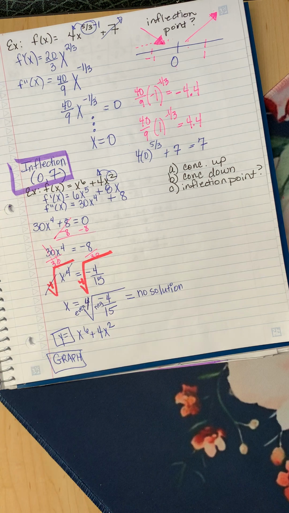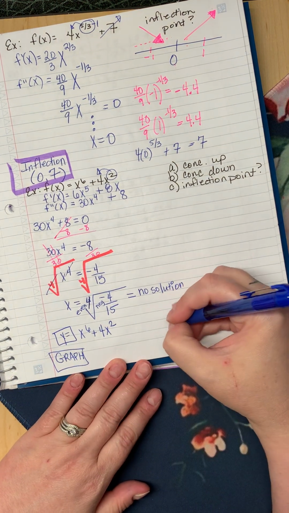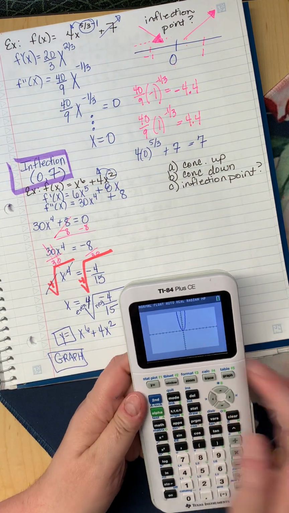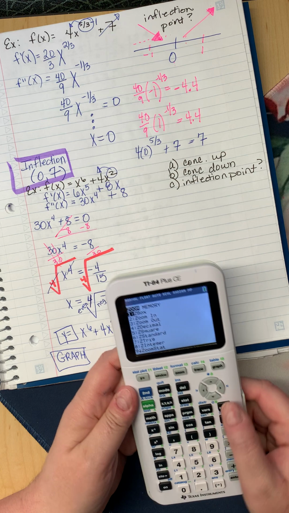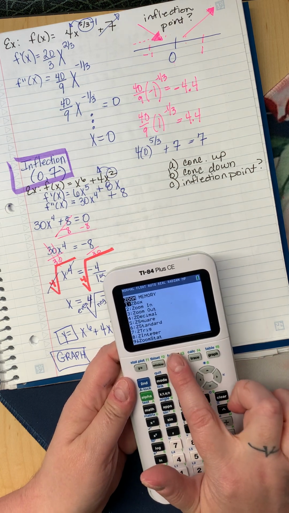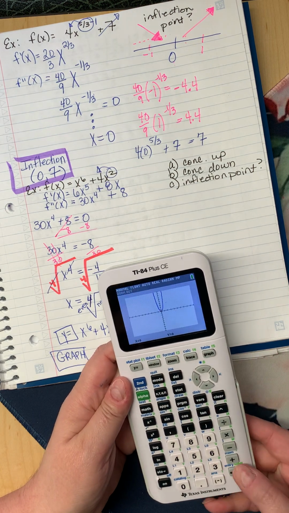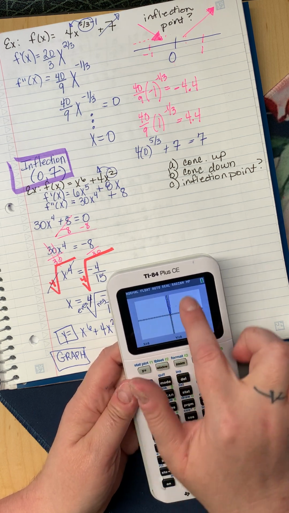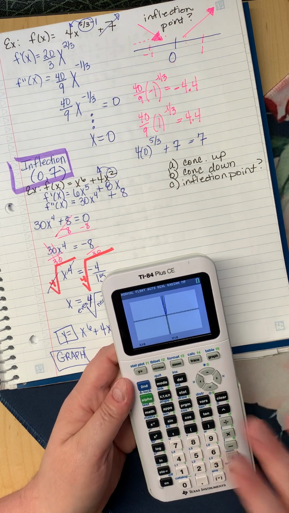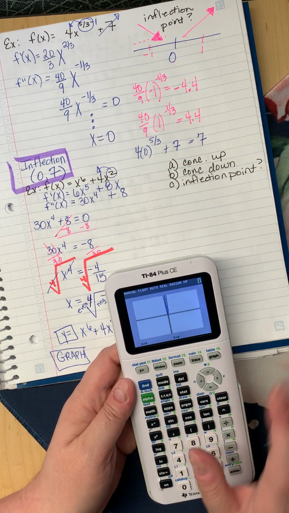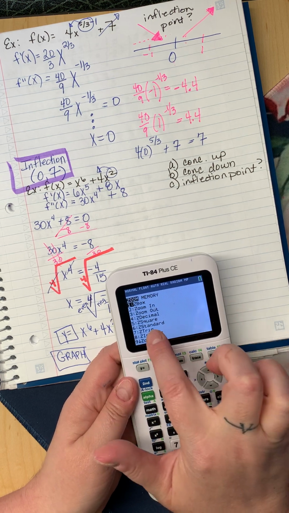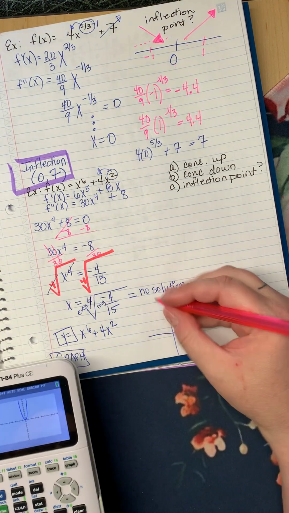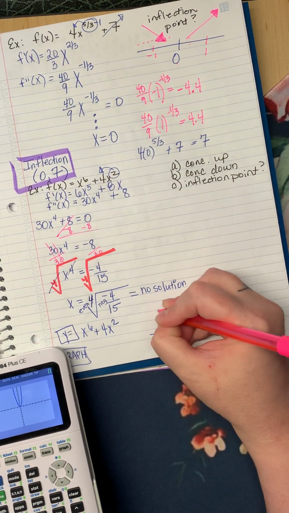Okay, well, it looks like my graph is just a little bitty baby parabola. Let's maybe zoom out to make sure. I'm just going to press zoom right here, then go down to 3, and then press enter. And yep, still a baby parabola. So this is what our graph looks like, this weird baby parabola. Okay, let me take it back to normal. Zoom standard, number 6. So our picture looks like this.